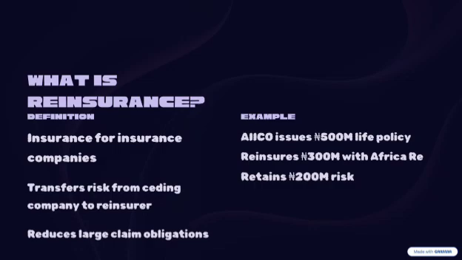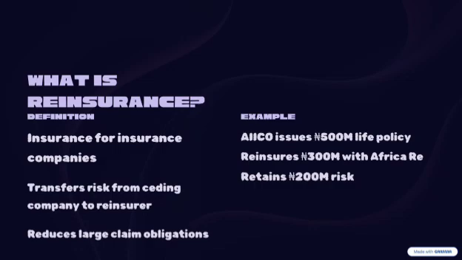Let me give an example. In real life, imagine ICO Insurance Company in Nigeria issues a 500 million naira life insurance policy to the CEO of a major corporation. Rather than bearing all the risk, ICO may reinsure 300 million naira of that risk with Africa Reinsurance Corporation, thereby transferring part of the risk.